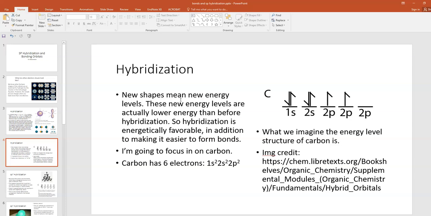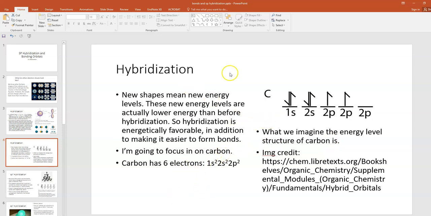So let's focus in on carbon because we're going to talk about the nanostructures of carbon a lot. Now carbon has 6 electrons, and from your modern physics course, you could write out the structure of those electrons in their different energy levels. You might say there are 2 electrons in the 1s orbital and 2 electrons in the 2s orbital, and that leaves just 2 electrons for the 2p orbital. You might draw it like this, where the up and down arrows represent the spin up and spin down electrons. This is what we would imagine the energy level structure of carbon to be.